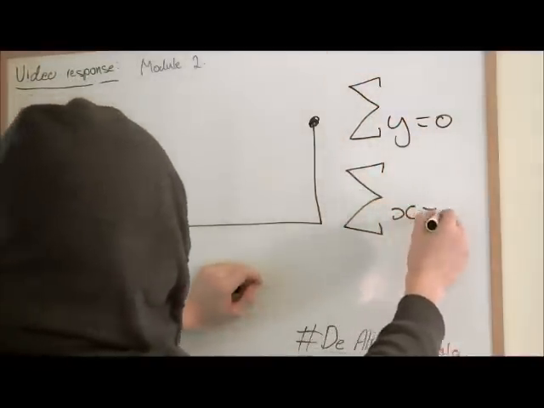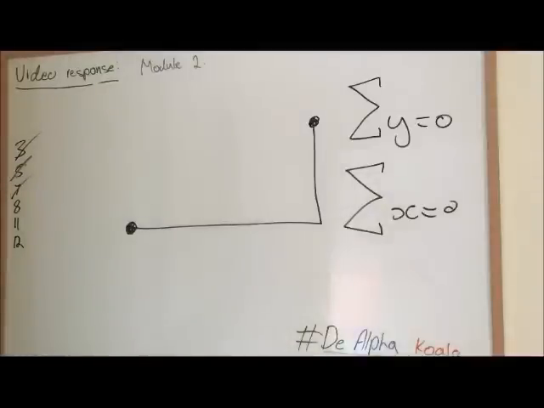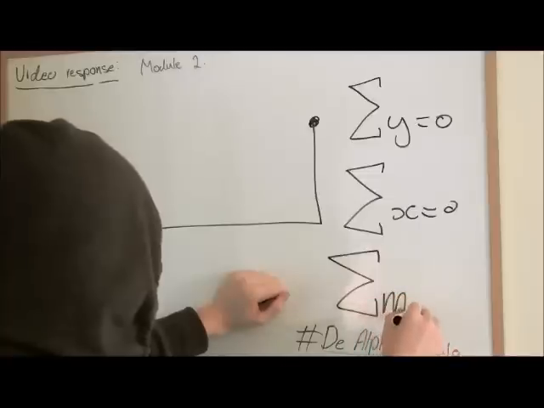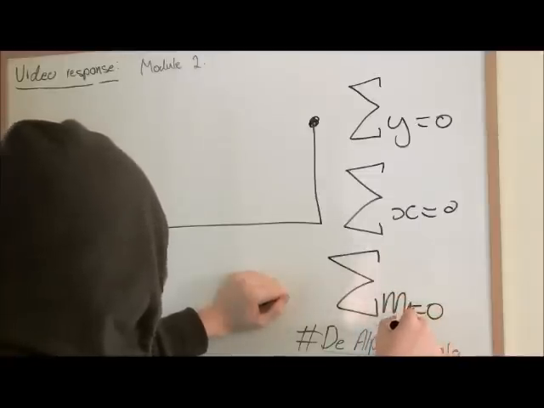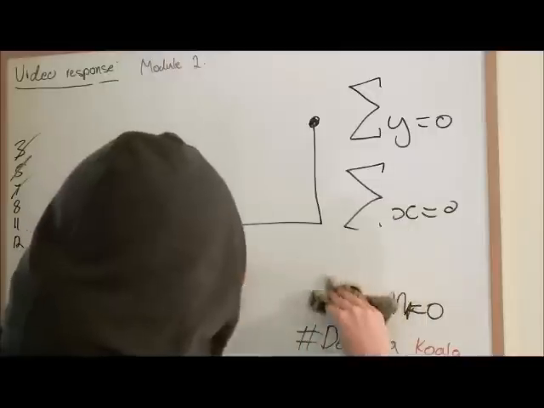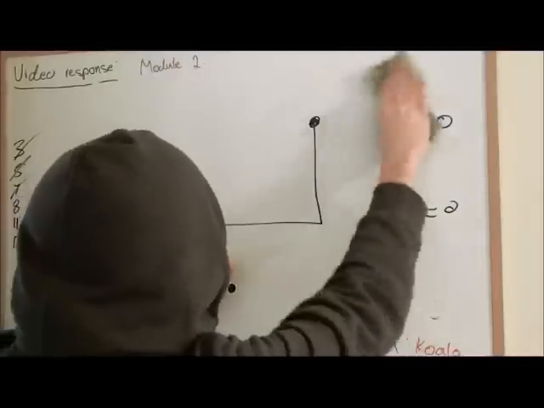The sum of x must equal 0, that's your horizontal forces. And the sum of moments must equal 0. Well, the sum of moments at any point must equal 0. So, for a two force member, it's actually pretty simple once you get your head around the idea.